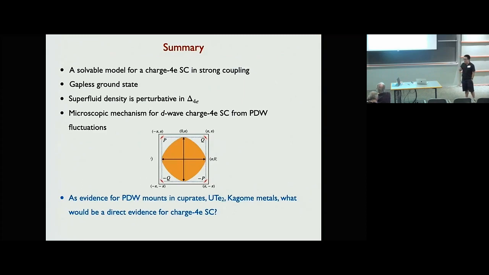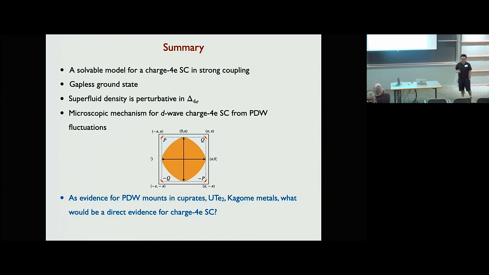Okay, so let me briefly mention my summary. In the first part of the talk, in order to address these basic properties of a charge-4e order parameter, we constructed an SYK-like model for it that allows us to compute the superfluid density, including the paramagnetic contribution. We found that it's perturbative in the order parameter, delta-4e, unlike charge-2e, and the system in the ground state is gapless. And we discussed a microscopic mechanism for D-wave charge-4e superconductor from PDW fluctuations. Importantly, in this case, it's very clear that charge-4e superconductivity is the only leading instability as a vestigial order.